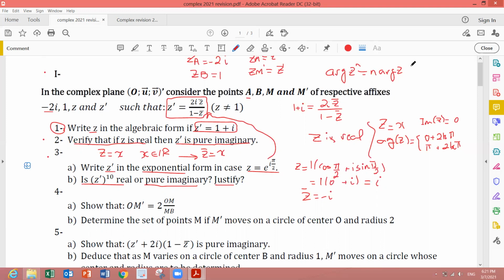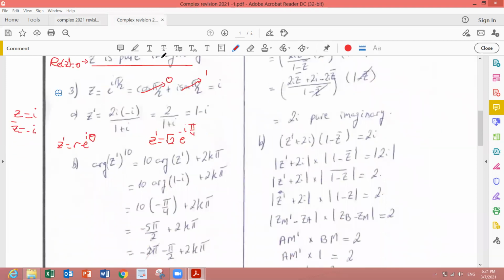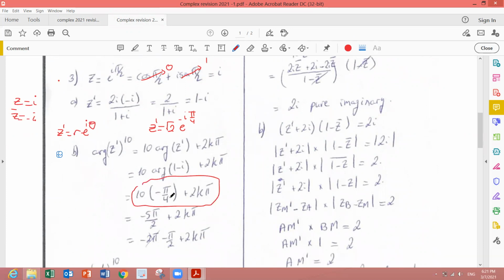If this argument is 0 or pi, then z power n is real. If this argument is pi over 2 or minus pi over 2, we can say z power n is pure imaginary. In our case here, part B, argument of z prime to the power 10 is 10 times argument of z prime plus 2k pi. We have determined this argument is minus pi over 4. So 10 times minus pi over 4 plus 2k pi. This is the argument of z prime to the power 10.